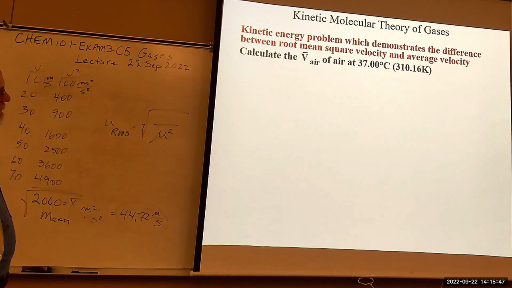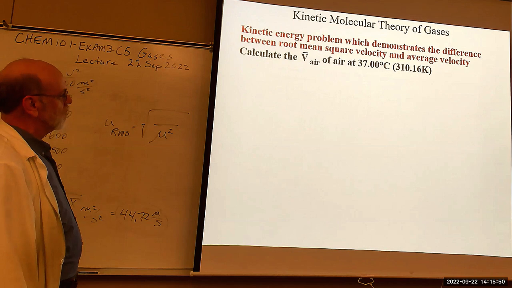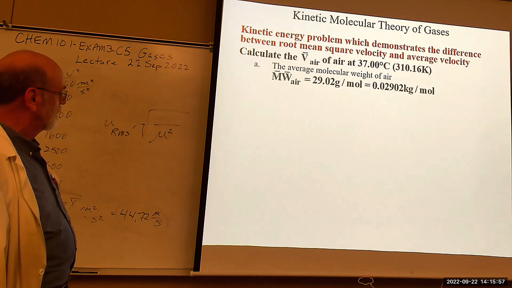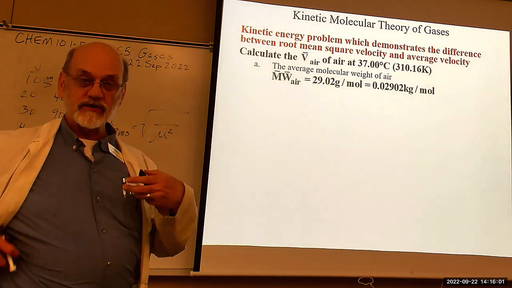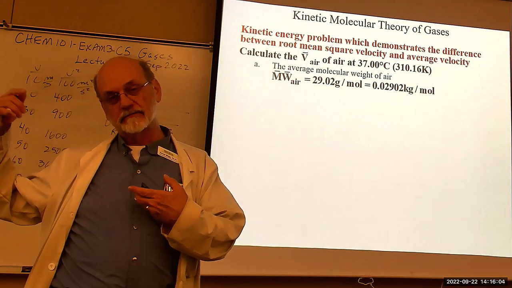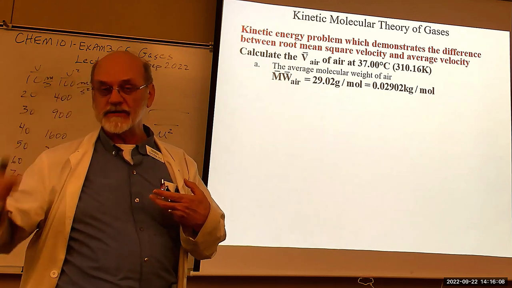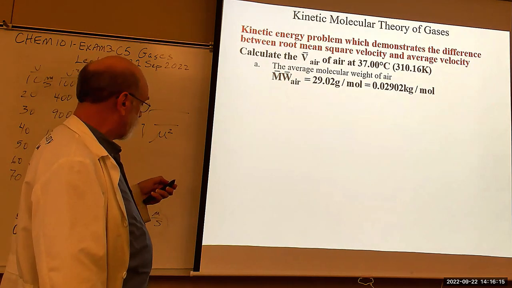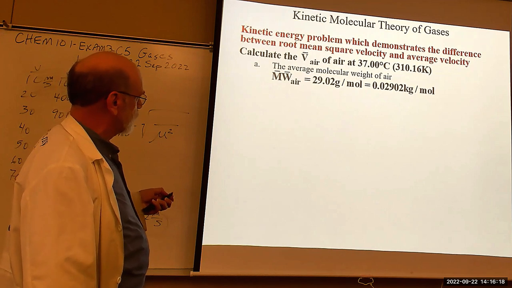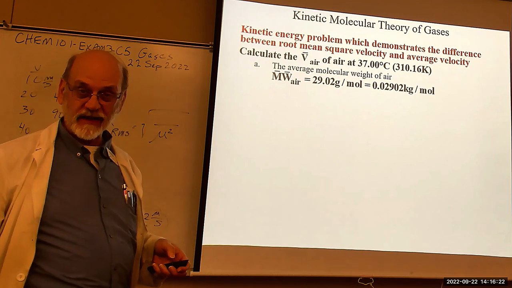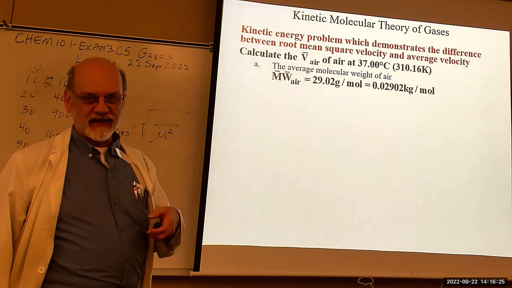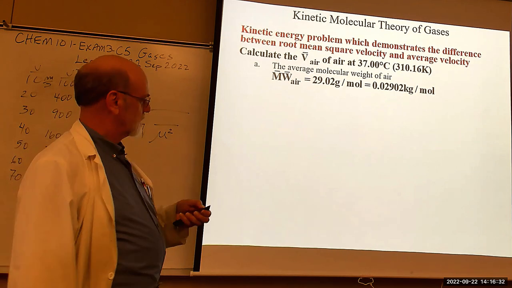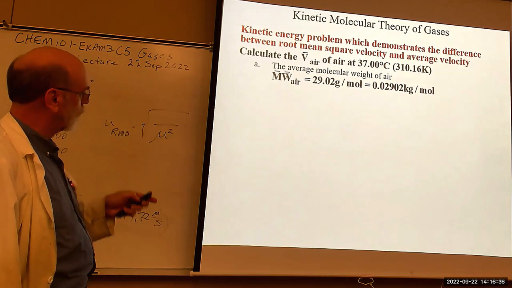So what's the average velocity of the air molecule at 37 degrees? Well, the average molecular weight for air is a weighted average, just like we did for molar masses of elements, we weight the average in favor of nitrogen. So we take nitrogen and oxygen primarily, and we come out with this many grams per mole, or kilograms per mole. Why do we need kilograms? Because of the R value. Kilograms is the fundamental unit of mass. So we have to convert to kilograms per mole.